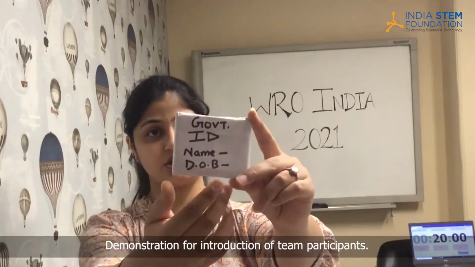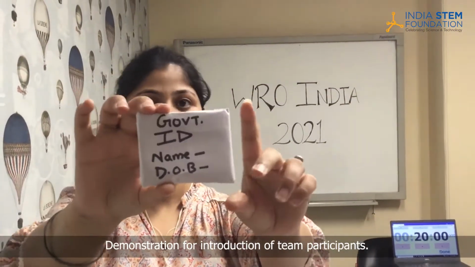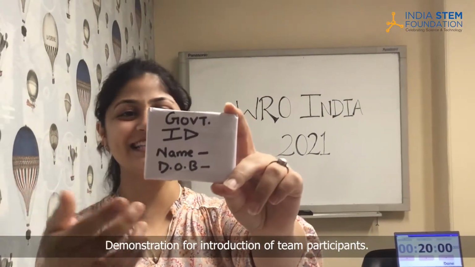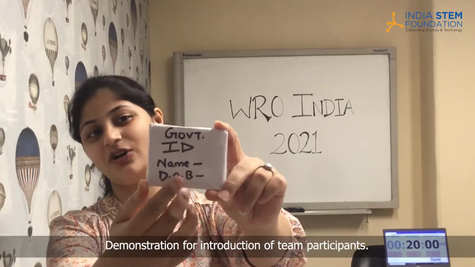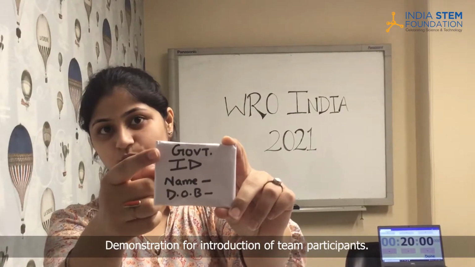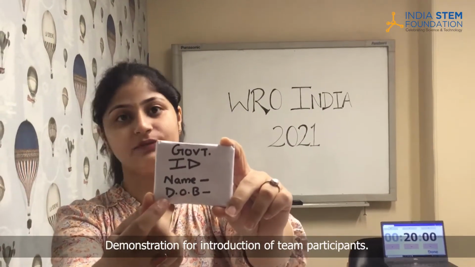My name is Sonakshi, my team name is ABC, and my date of birth is 3rd September 1994. Here is the ID proof for my age verification. As you can see, you guys cannot use a duplicate one. You need to show the original ID, and please make sure it is government issued and the date of birth is clearly visible.